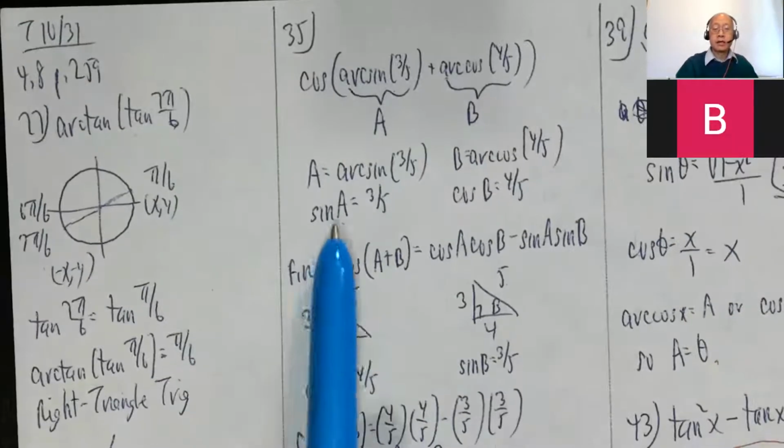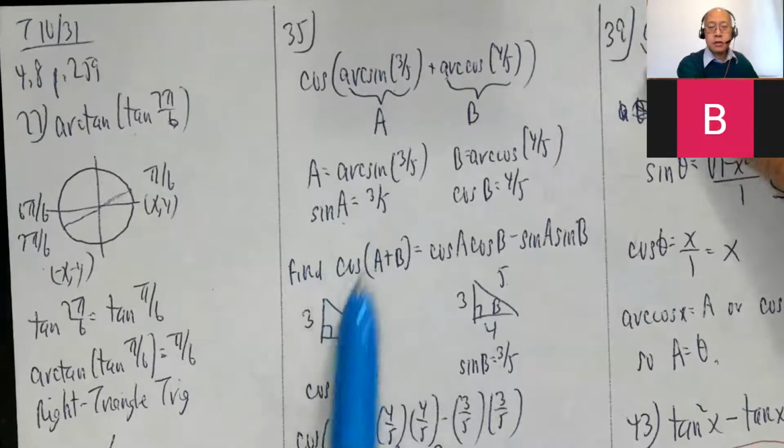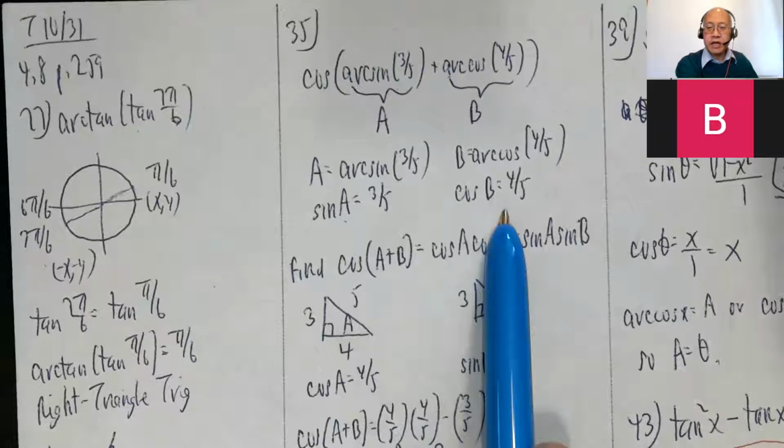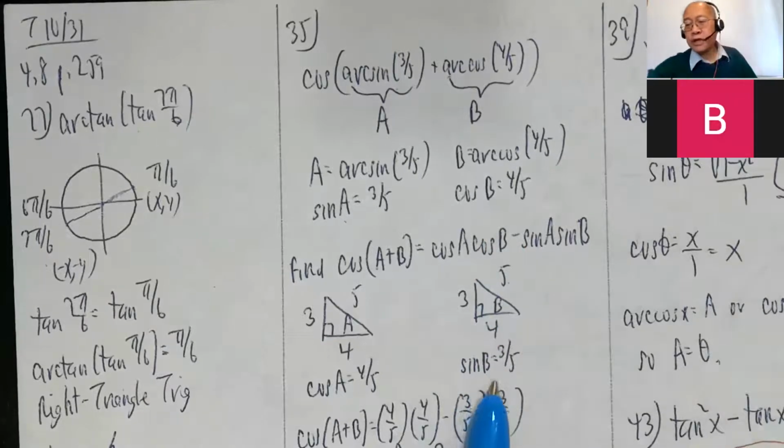So I have everything I need. Sine of A is 3/5. Cosine of A is 4/5. Cosine of B is 4/5. Sine of B is 3/5. Okay.